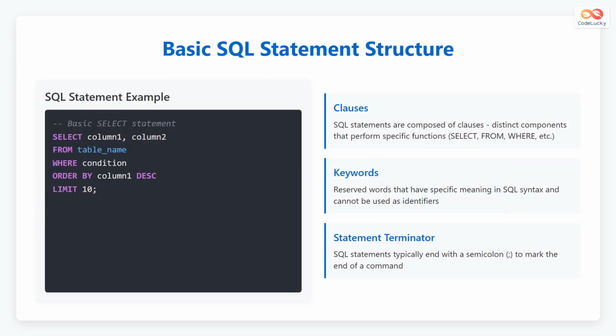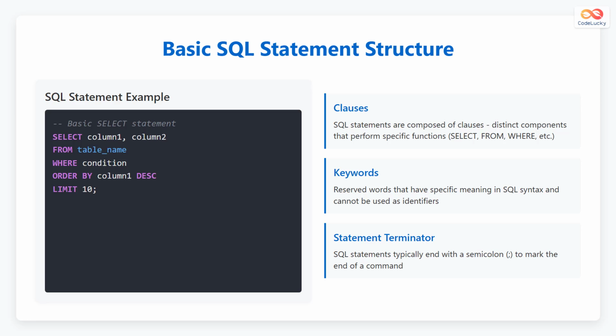Let's examine a basic SQL statement example. Consider the code snippet displayed on the left. Here you can observe the fundamental structure of an SQL query. SQL statements are composed of clauses, which are distinct components that perform specific functions. Some of the most common clauses include SELECT, which specifies the columns you want to retrieve; FROM, which indicates the table you are querying; WHERE, which filters the rows based on a specified condition; ORDER BY, which sorts the result set; and LIMIT, which restricts the number of rows returned.